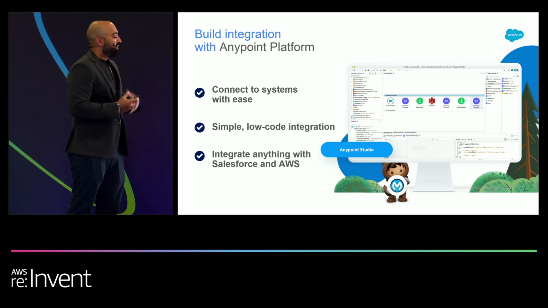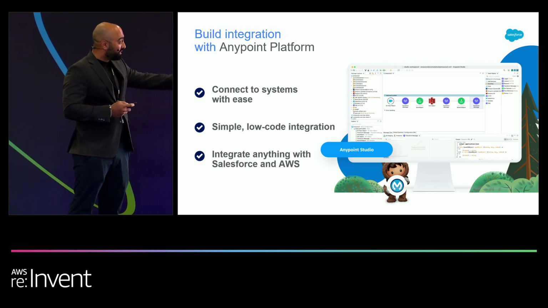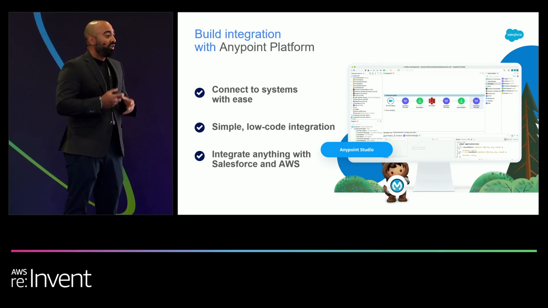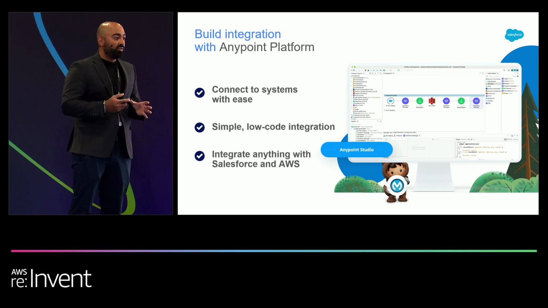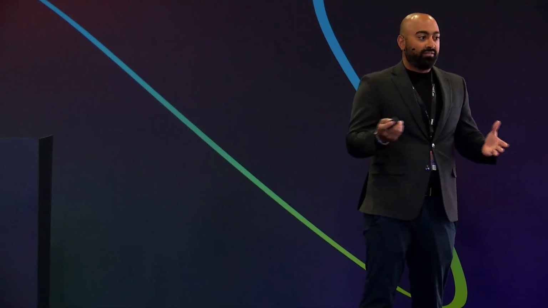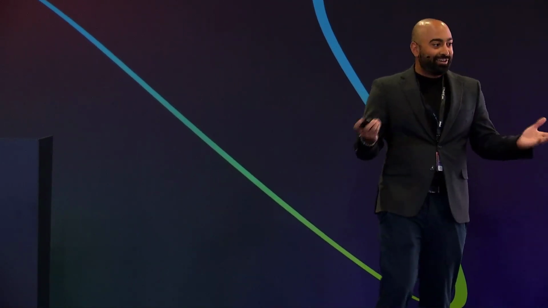So we have our connectors, but how do you actually go ahead and build those integrations with the connectors? For that, we have our integrated development environment, which is called Anypoint Studio. We can see a screenshot here. It makes it really easy to start building your integrations with simplified drag and drop low-code integration. It lets you integrate anything from AWS to Salesforce, or anything else you can really think of. So it's really powerful, really cool.